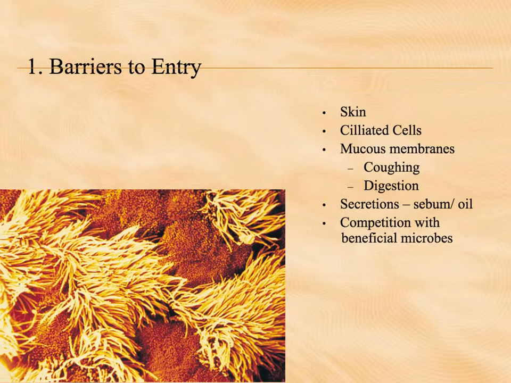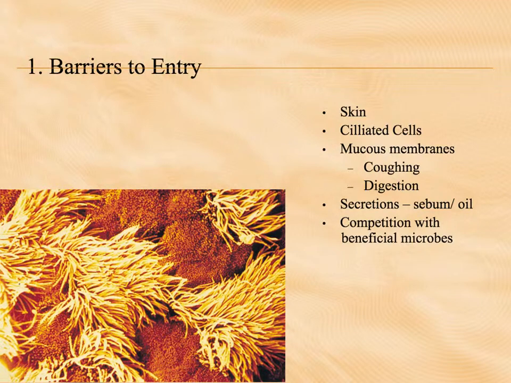Okay, barriers to entry. Skin is the first one. It's going to keep the bacteria on the outside and keep the good stuff, us, on the inside. You have ciliated cells, which are cells with tiny hair-like projections that just catch bacteria and pathogens as they come into the body. Mucous membranes, basically snot, boogers, earwax, any orifice you have has some type of mucus whose sole purpose is to trap bacteria and viruses and other pathogens from getting into you.